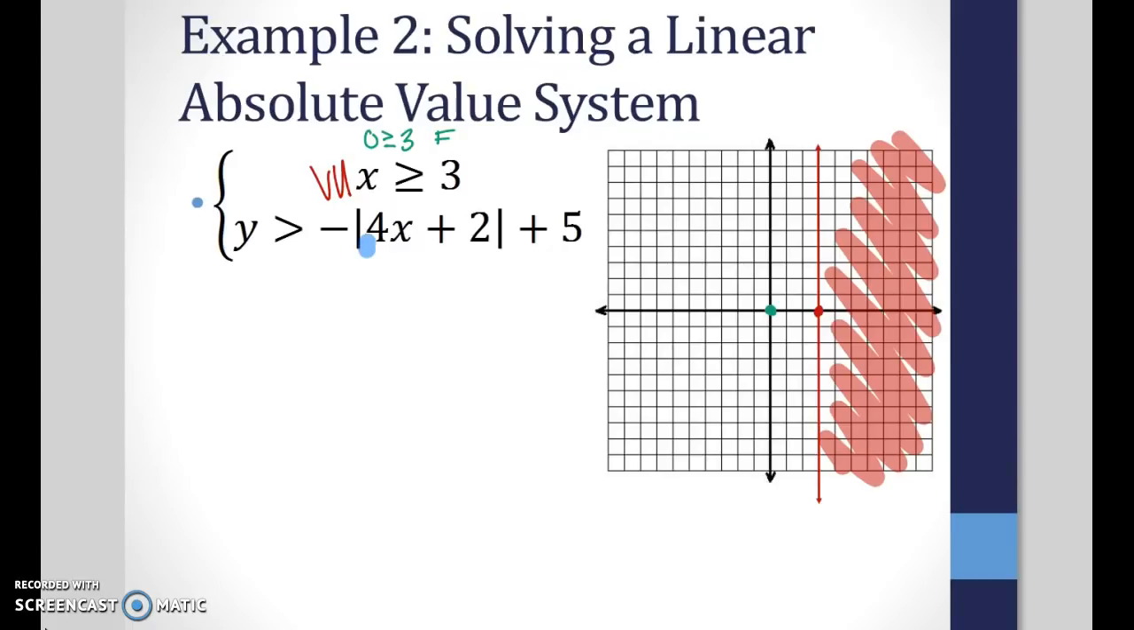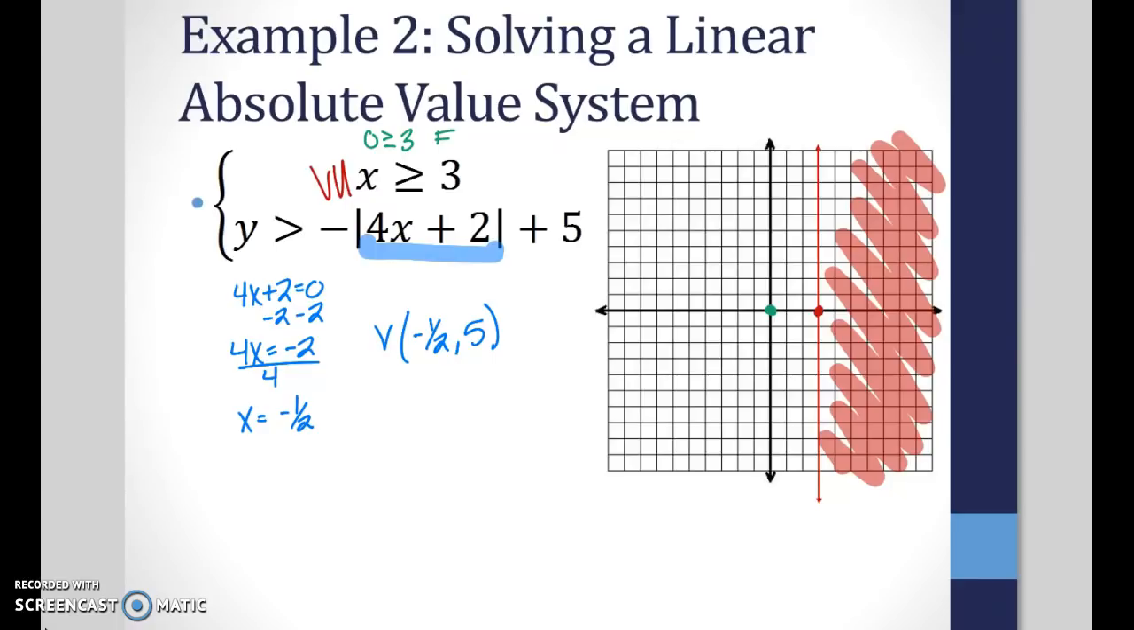We are going to have to take the inside here, and set that equal to 0. So 4x plus 2 equals 0. Subtract 2 from both sides. 4x equals negative 2. Divide by 4. I have that x equals negative 1/2. So our vertex is going to be at (negative 1/2, 5) because that outside number tells us it's a 5. So negative 1/2, up 5, there's our vertex.